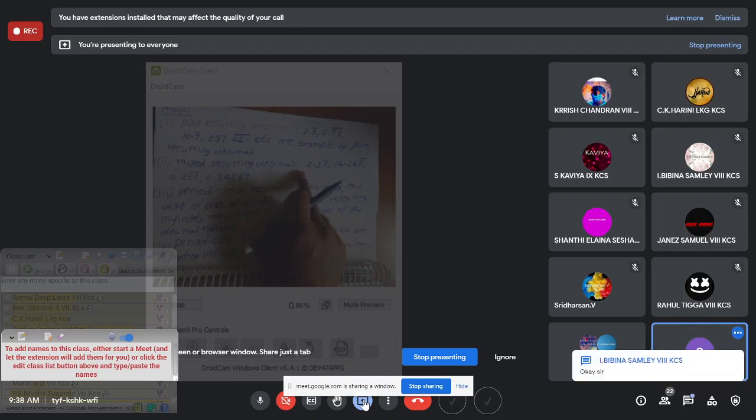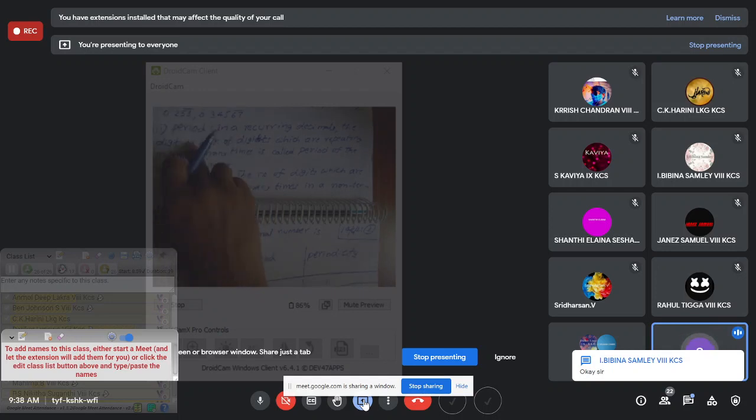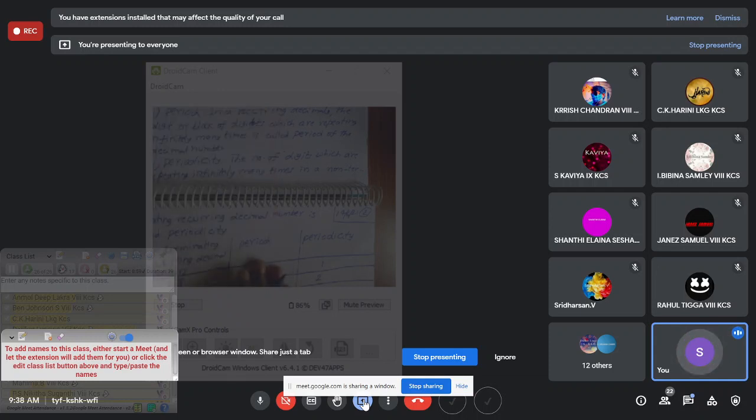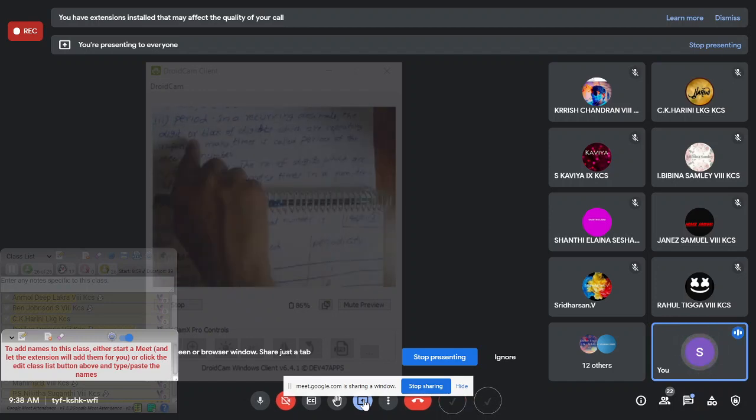Okay, my dear children. After finding pure recurring decimal numbers and mixed recurring decimal numbers, we discussed period and periodicity. We define these two terms with respect to recurring decimals only, not with terminating decimal numbers. In non-terminating recurring decimal numbers, the digit or block of digits which repeats infinitely many times is called the period of the decimal number.